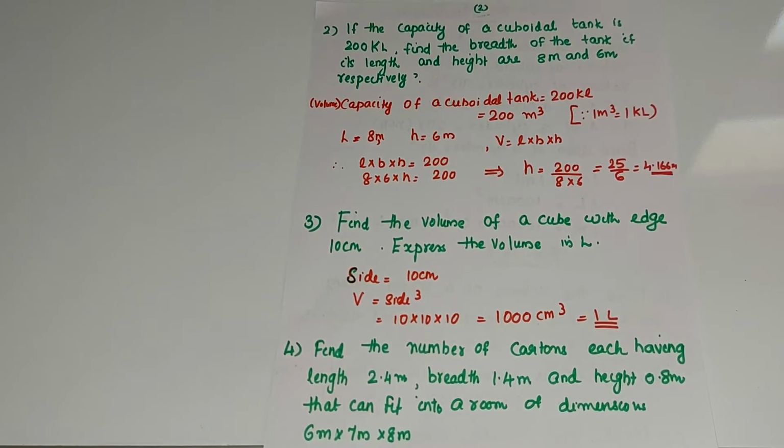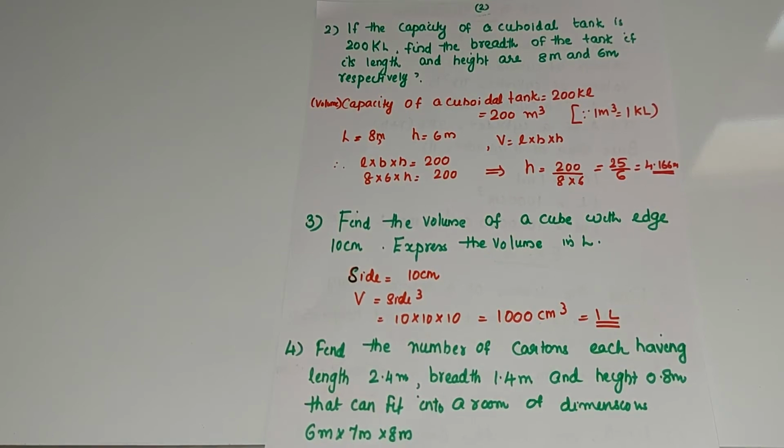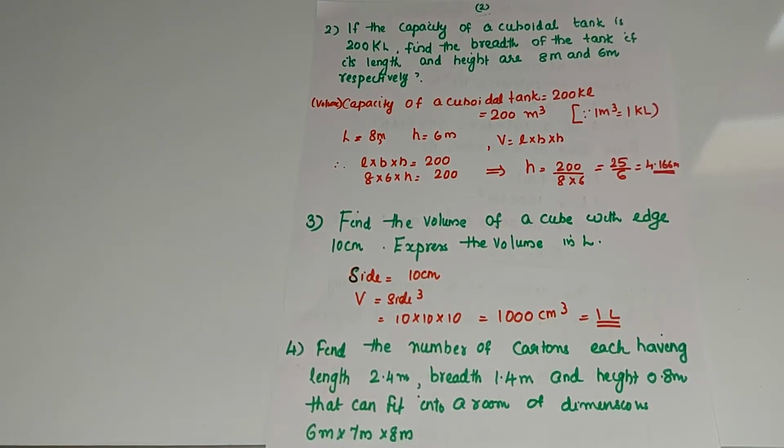Second one, if the capacity of the cuboidal tank is 200 kiloliter, find the breadth of the tank if its length and height are 8 meter and 6 meter respectively. Here, length and height are given. Length is equal to 8 meter and height is equal to 6 meter. And the capacity of the cuboidal tank is also given, that is 200 kiloliter. We have to find out the breadth. So, capacity of the cuboidal tank equal to 200 kiloliter. We know that 1 meter cube equal to 1 kiloliter.